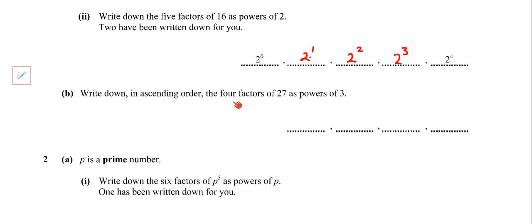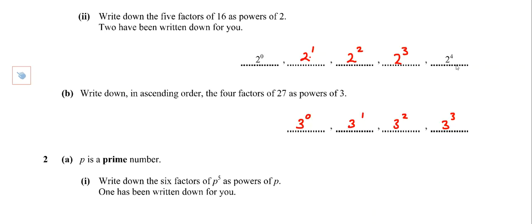Write down the 4 factors of 27 as a power of 3. So I might automatically go, well, that's going to be 3 to the power of 0, 3 to the power of 1, 3 to the power of 2, and 3 to the power of 3. And it follows this pattern.